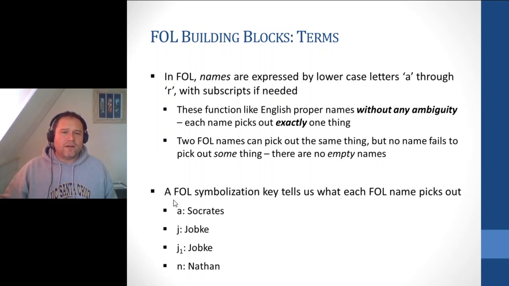So when we do an FOL symbolization key, it's going to tell us what each first-order logic name picks out, or at least each name that's relevant to what we're doing. So for example, we might assign, little a to Socrates, little j to Yobka, little j1 to Yobka as well, and little n to Nathan. So in all these cases, for our particular symbolization key, right, these proper names, these names, pick out these particular objects and only these objects.